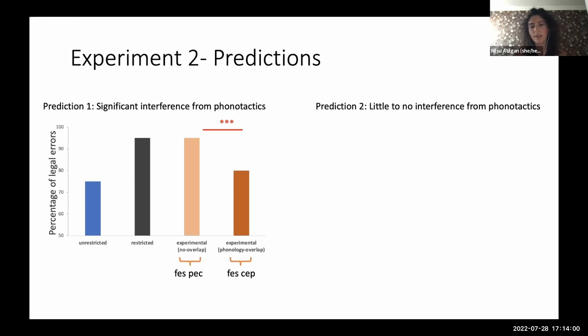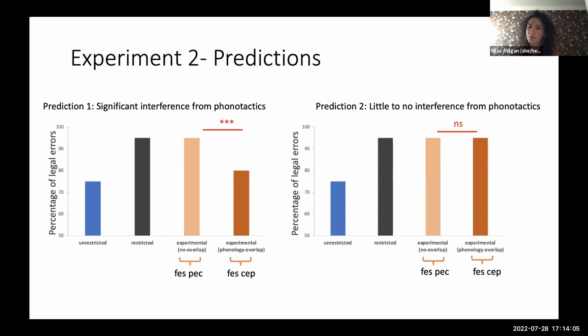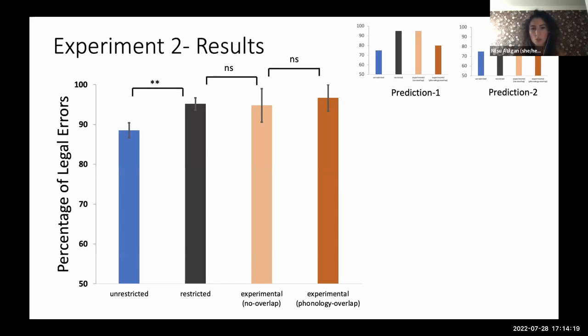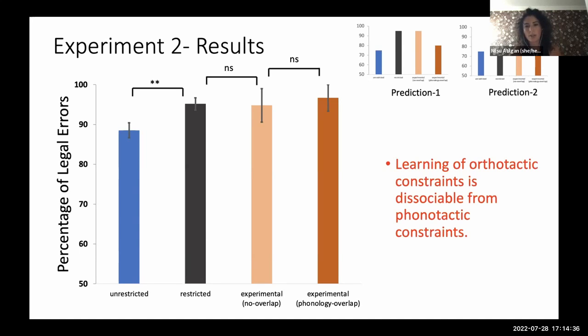The second prediction would be little to no interference from phonotactics. In that case, we would expect no differences between the 2 experimental groups, and both comparable to the restricted. What we found was pretty similar to prediction 2. We did not see any differences between the experimental groups, no overlap and phonology overlap, and they were comparable to the restricted group and significantly higher than the unrestricted group. So we conclude that learning of orthotactic constraints is dissociable from phonotactic constraints.